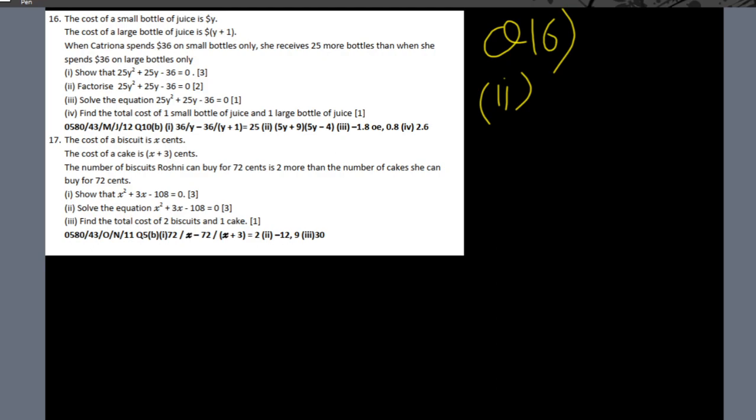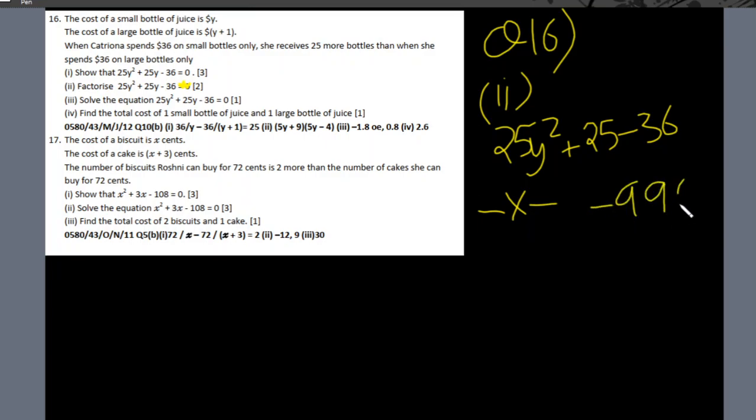Okay. Then we have to factorize this. 25y square plus 25 minus 36 equals 0 shouldn't be written here, sorry. So we are looking for two numbers which when multiplied should give us minus 36 times 25, minus 900, and which when added should give us plus 25. So what could be those two numbers?